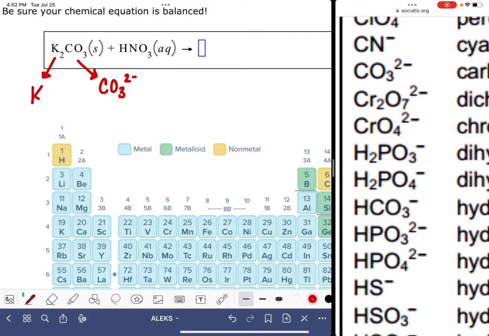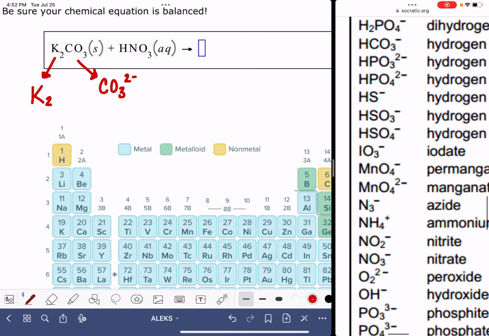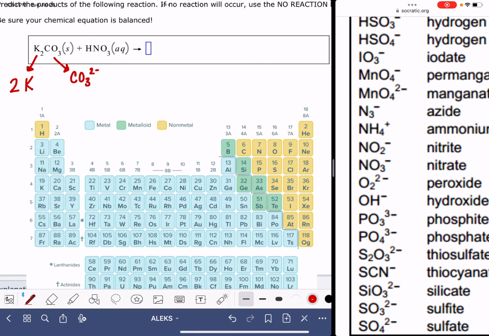Now, be careful, our cation is not K2. That would be a polyatomic ion. If K2 was a thing, we'd be able to find it somewhere on this chart. So this compound does not contain a K2 ion, rather it contains 2 potassium ions. We need to know what their charges are. That's where the periodic table is going to come in handy.